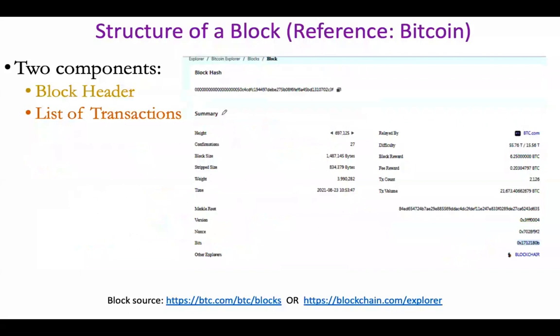If you see the structure of a block of Bitcoin, it consists of two components: one is the block header and the other is the list of transactions. The block header will be identified with the block hash, that is using the public key of the node, and the transactions. It will have certain transactions, and in that transaction, we are going to talk about this in detail. So this is the outlook of Bitcoin, having the block header and the transactions.